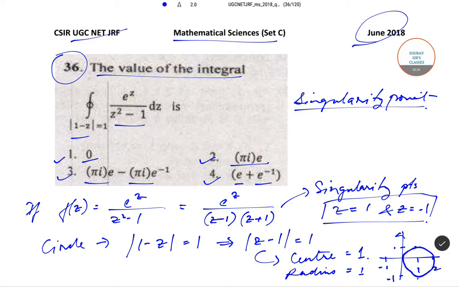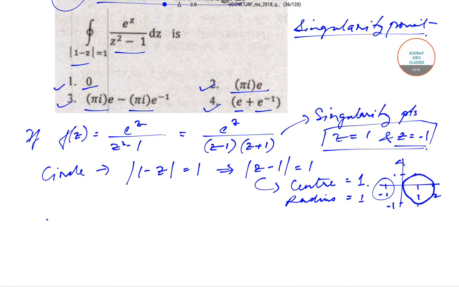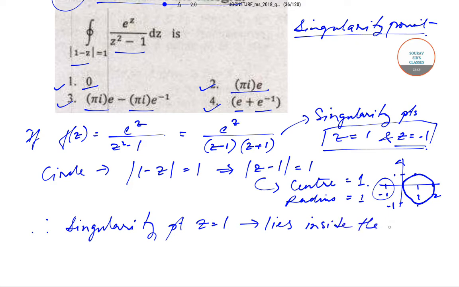So the circle looks somewhat like this. As you can see, the singularity point z = 1 lies inside the circle, but the singularity point z = -1 lies outside the circle. So therefore, z = 1 lies inside the circle, but z = -1 lies outside the circle. So this is what we have got so far.